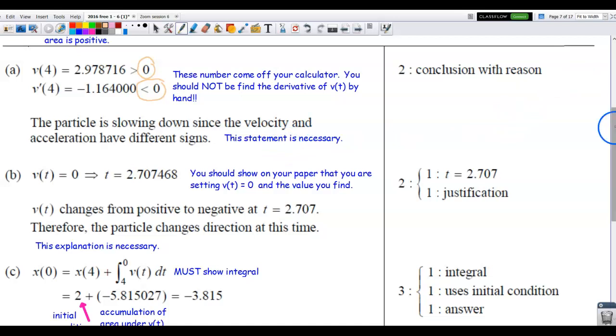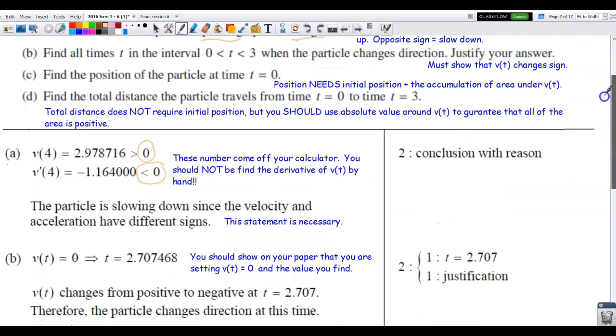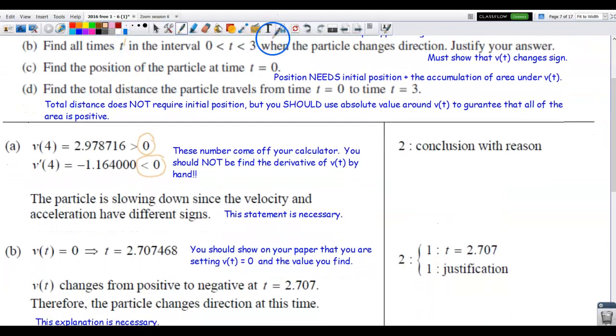All right, going back to letter B. In letter B, we're looking for all times when the particle changes direction. Remember from position, velocity, acceleration that a particle changes direction when the velocity changes sign. So I'm going to use my calculator. I'm going to have y1 equal to v(t) and take a look at that graph. I'm going to easily be able to see, using my calculator, that the velocity function changes sign at 2.707.